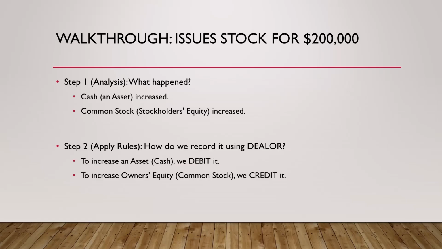Eagle Soccer issues stock for $200,000 cash. First, we analyze what happened. Cash, an asset, increased, and common stock, an equity account, increased. Next, we apply our DEALER rules. To increase an asset like cash, we debit it. To increase owner's equity like common stock, we credit it.